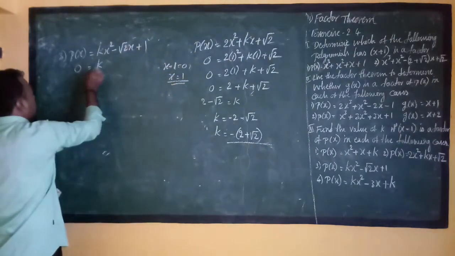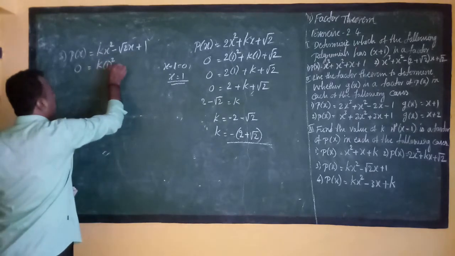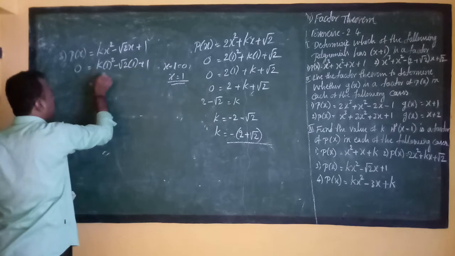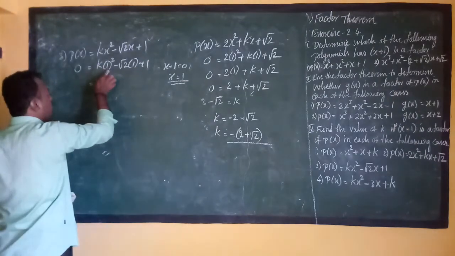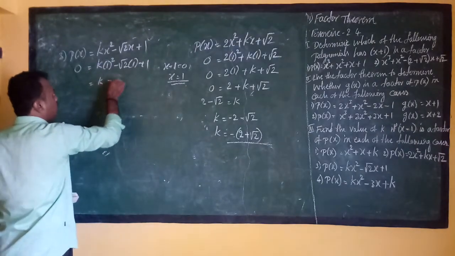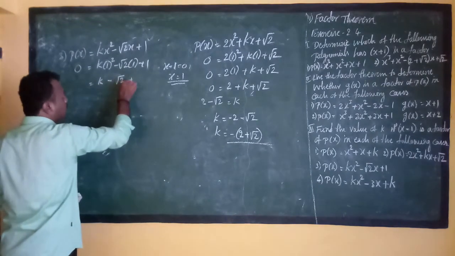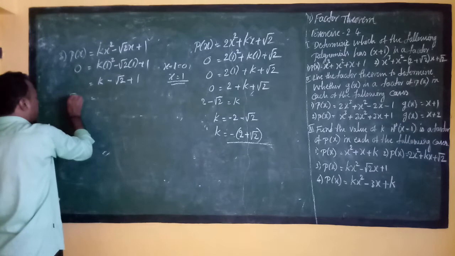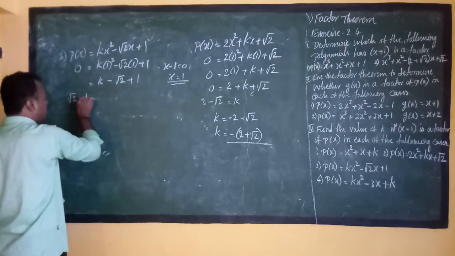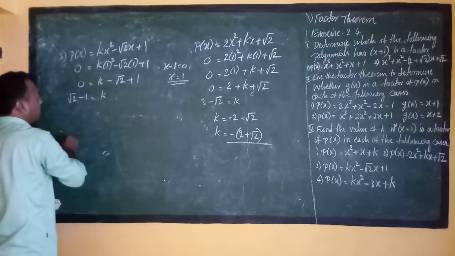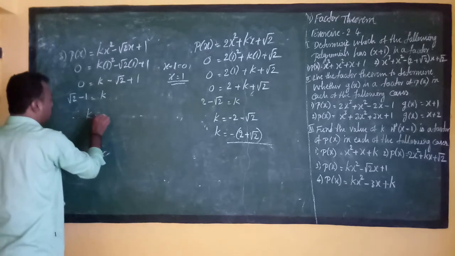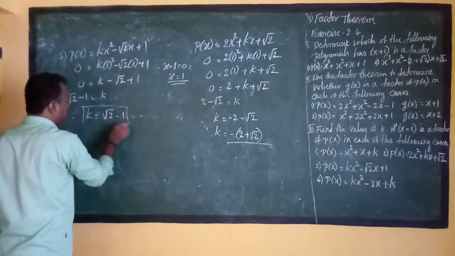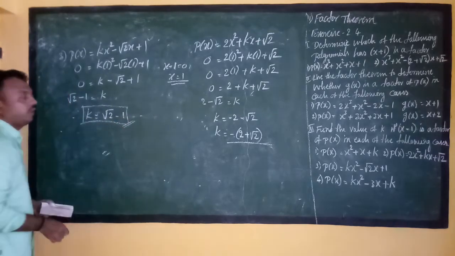That value you have to substitute here: 1 square minus root 2 into 1 plus 1. Next, k into 1 square, which is 1, so k minus root 2 into 1, root 2, plus 1. Then moving over, plus root 2 plus 1 becomes minus root 2 plus 1, that is k. Therefore k is equal to root 2 minus 1. This is the value of k in the p of x.